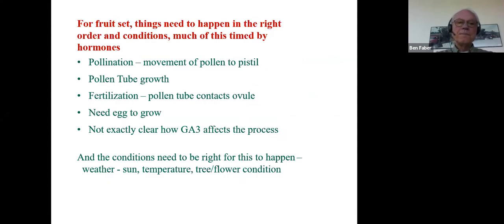So fruit set, things need to happen in the right order and conditions. Much of this is timed by hormones itself. So there's a suite of things that happen. And I think at this point, there's a set of questions to be asked.